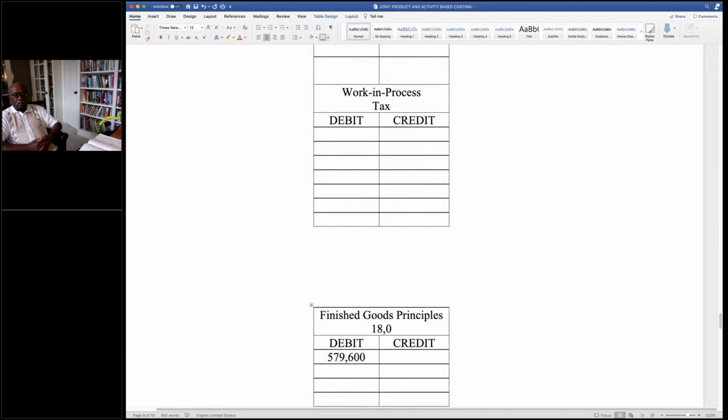Okay, so the next step is to find their actual unit cost. We had the unit cost that they estimated, but to get their actual unit cost, we're going to divide the $579,600 by the amount of books they actually completed. So if we take $579,600 and divide it by the 18,000 that they actually made, you would get $32.20.